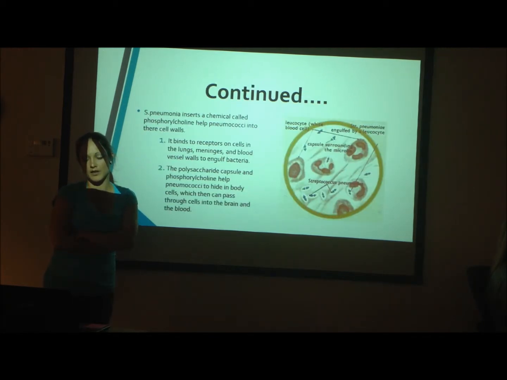Streptococcus pneumonia inserts a chemical called phosphorylcholine into their cell walls to help pneumococci. It binds to receptors on cells in the lungs, meninges, and blood vessel walls to engulf bacteria. The polysaccharide capsule and phosphorylcholine help pneumococci to hide in body cells, which then can pass through the cells into the brain and into the blood.